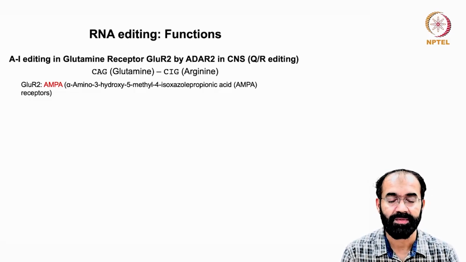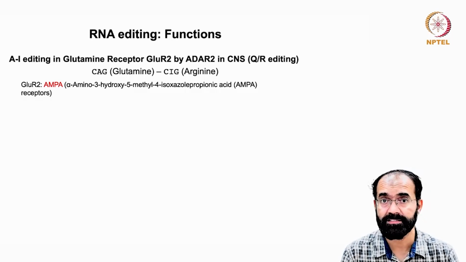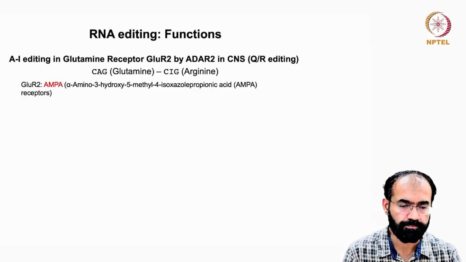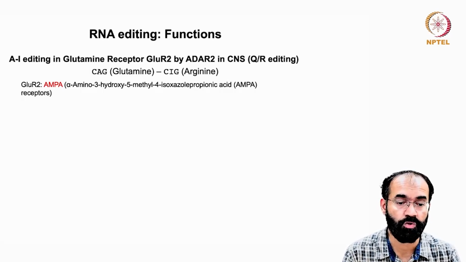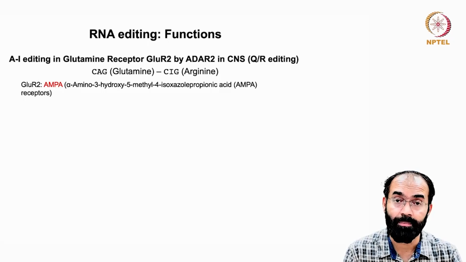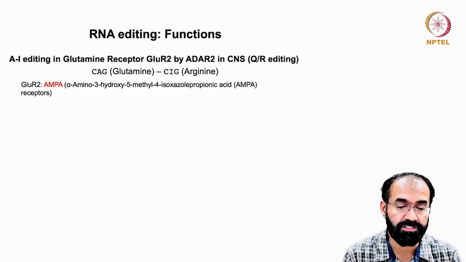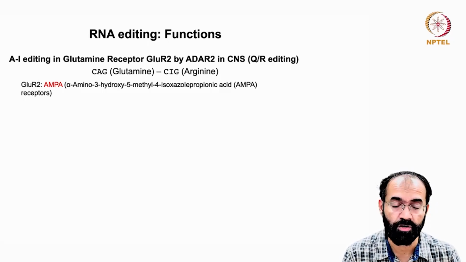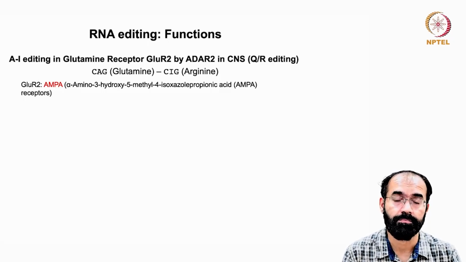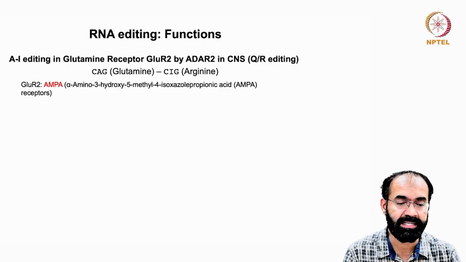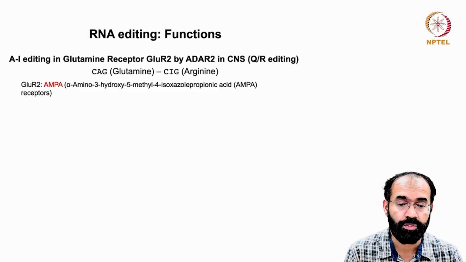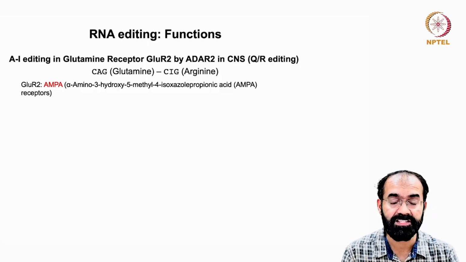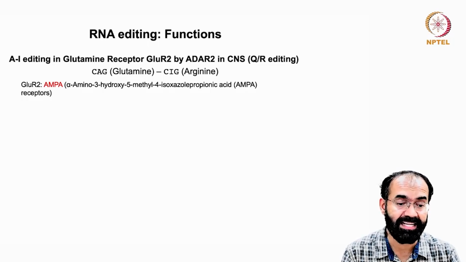So what happens is the GluR2 subunit is affected, and the other subunits of this glutamate receptor are unaffected. Okay, so this has to be read as not glutamine receptor, it is glutamate receptor. And the amino acid that changes because of this RNA editing is glutamine to arginine. So CAG is changed into CIG.